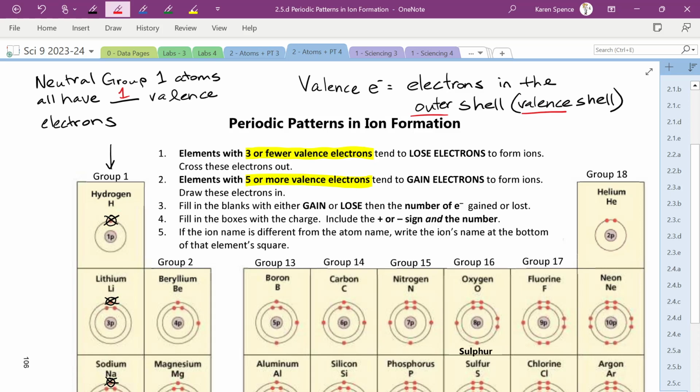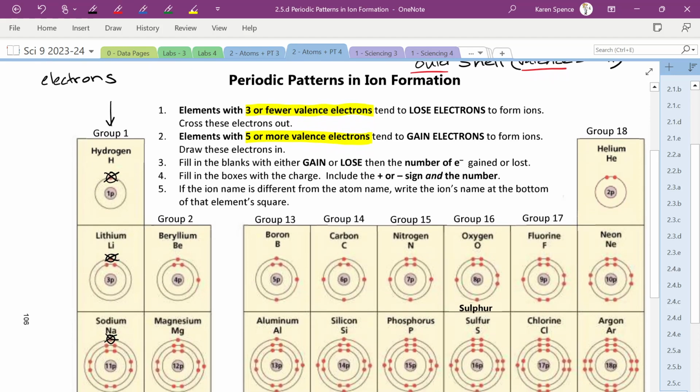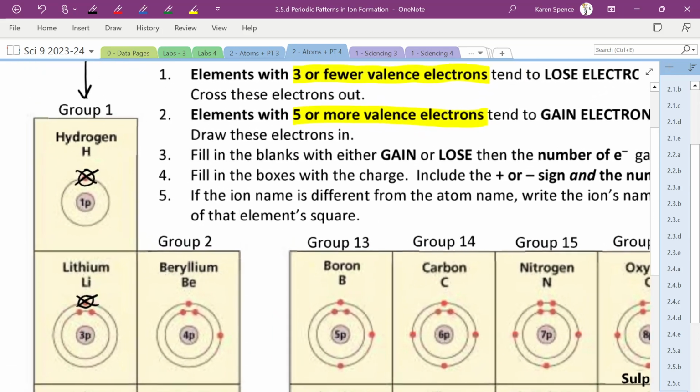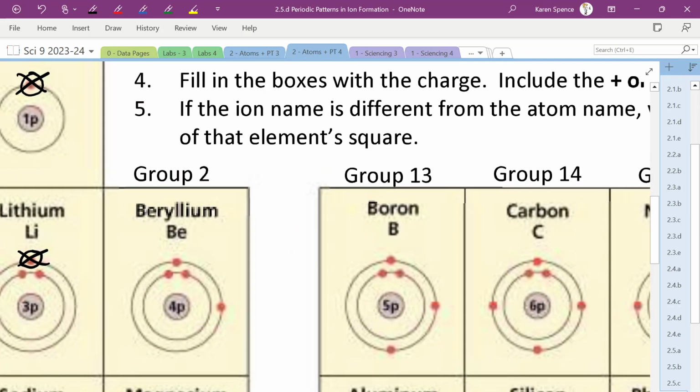Okay. Let's take a look at group 2. How many electrons are in the valence shell of all group 2 atoms? How many valence electrons are in group 2 atoms? 1, 2. Remember, valence electrons are electrons in the outer shell. So we have 2 valence electrons. So that's beryllium, has 2 valence electrons.